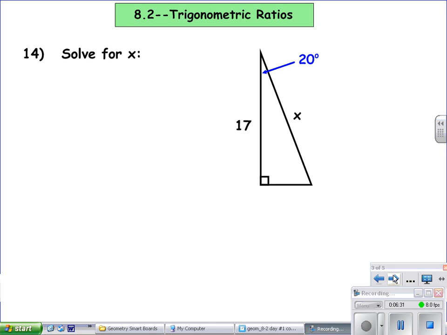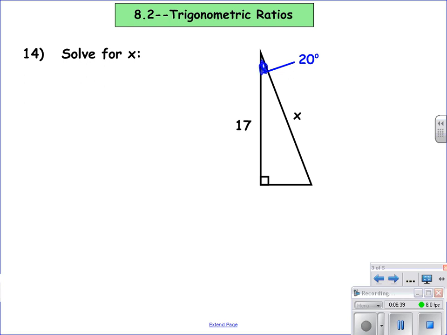Now, solving for x. Okay, let's see here. We're going to, again, mark my reference angle. And from that reference angle, this is opposite. This is adjacent. And this is hypotenuse.